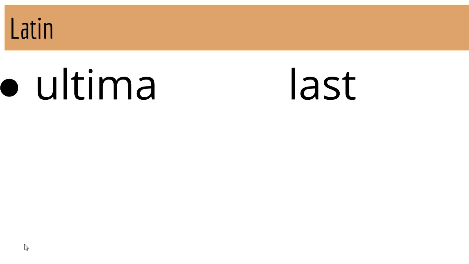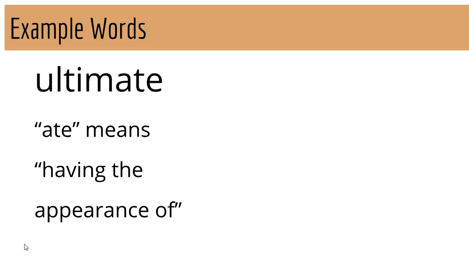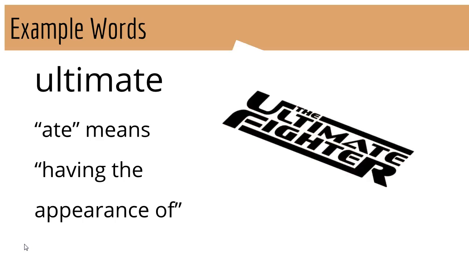Our next stem is ultima. That means last. This is where we get our words ultimate, ultimatum, and penultimate. Ultimate is the word that we're going to talk about. The stem ate means having the appearance of. So if we're looking at the word ultimate, it means having the appearance of being the last one, or the greatest one, the best one, the one that nobody will ever overtake.